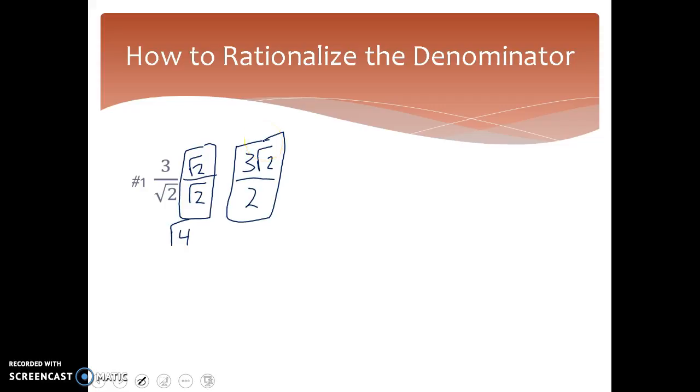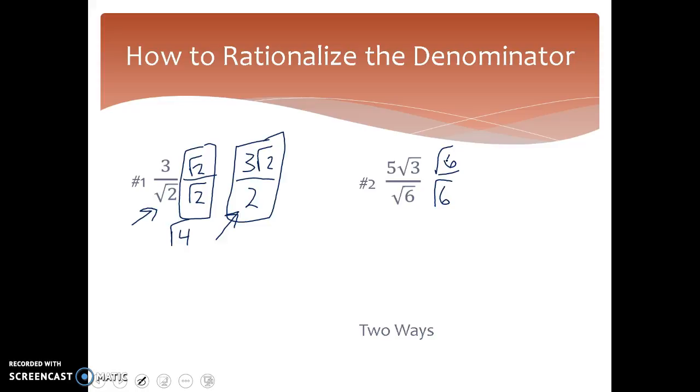And you can see here the goal is to make the denominator, the bottom number, a rational number, whereas in the beginning it was irrational. See how that would look like with number 2. I'm going to start doing it the same way that we did the first, and I'm just going to multiply by the square root of 6 over the square root of 6.